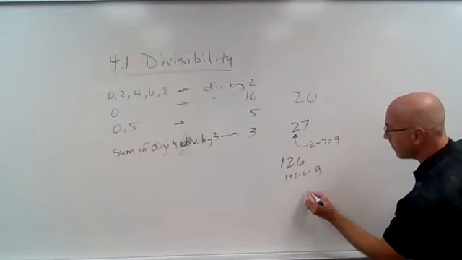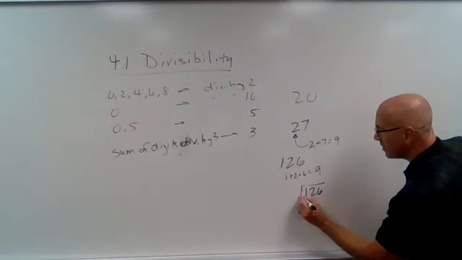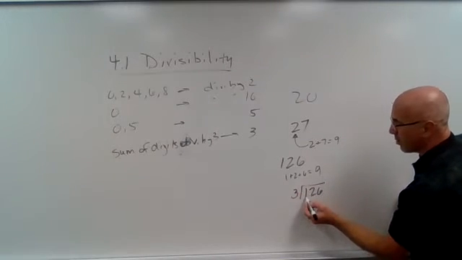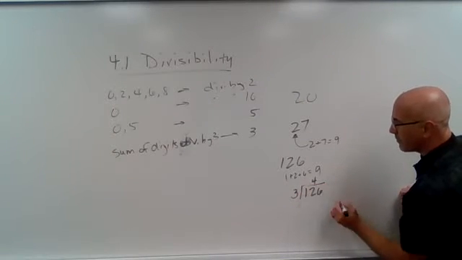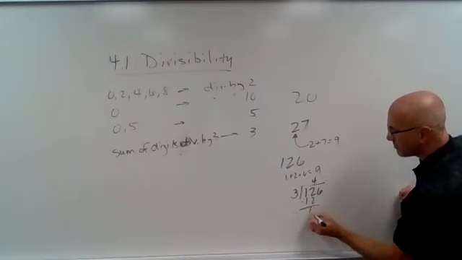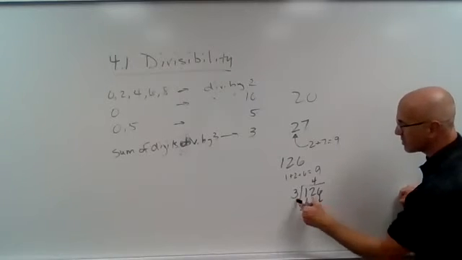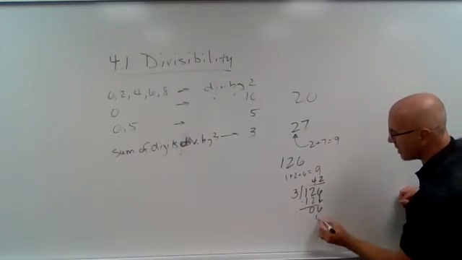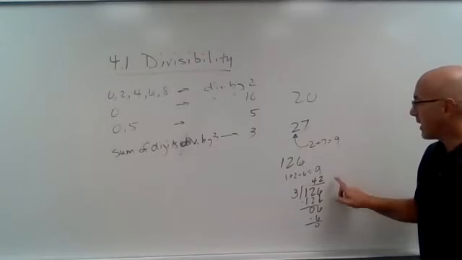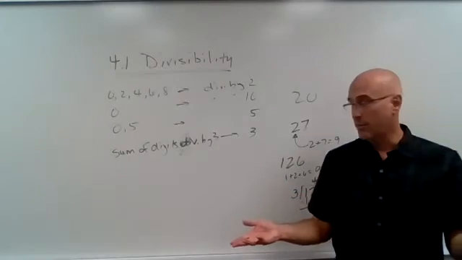Let's check that out. If I did long division, 3 doesn't go into 1, but 3 goes into 12 4 times, and I multiply and subtract. I bring down my 6. 3 goes into 6 2 times. And therefore I get a whole number and it's divisible by 3.